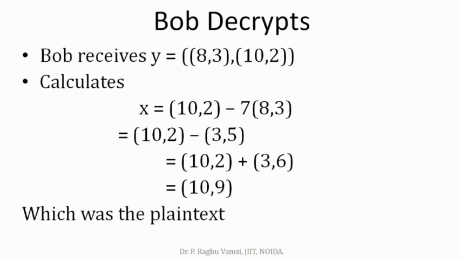So here Bob's private key is 7, for example. X is equal to 10 comma 2 minus Bob's private key 7 into 8 comma 3. So that is 7 into 8 comma 3, which means 7P, P plus P plus P plus P, like that. So finally they will get 3 comma 5. So 10 comma 2 minus 3 comma 5.